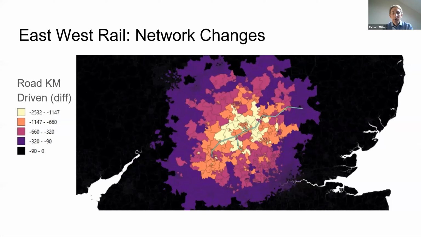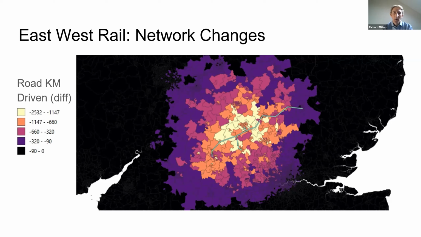I wanted to show a network change scenario as well. This is the East-West Rail. Part of it is still proposed, but part of it has been built and part of it is currently being built. This visualization shows the numbers of road kilometers driven. What happens is we take the government's map for where the new rail links are going to be, and we digitize that. We run a baseline model with no changes, and then we run a scenario model with the new network changes. And we difference one from the other.